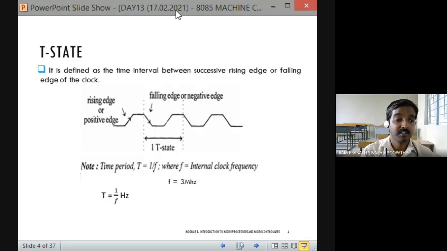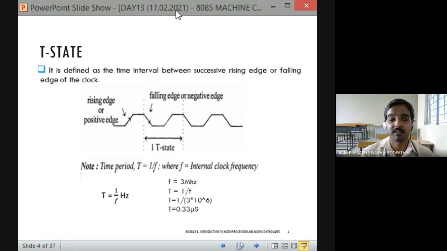Now you consider the frequency is 3 megahertz. The typical operating frequency of the 8085 microprocessor is 3 megahertz. So in our trainer kit also, it operates at a frequency of approximately 3 megahertz. Exactly, it operates at 3.072 megahertz. So here, if the frequency is 3 megahertz, T is equal to 1 by F, so T is equal to 1 by 3 into 10 to the power 6, which becomes 0.33 microsecond.